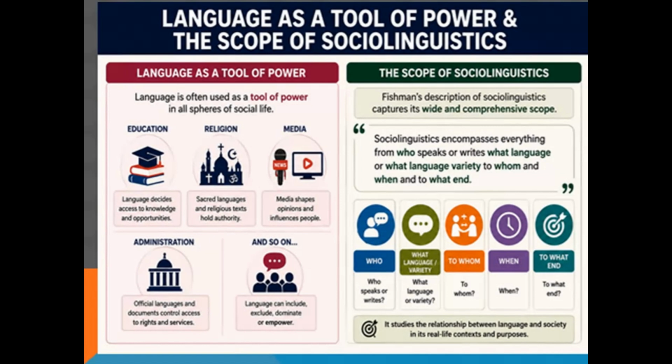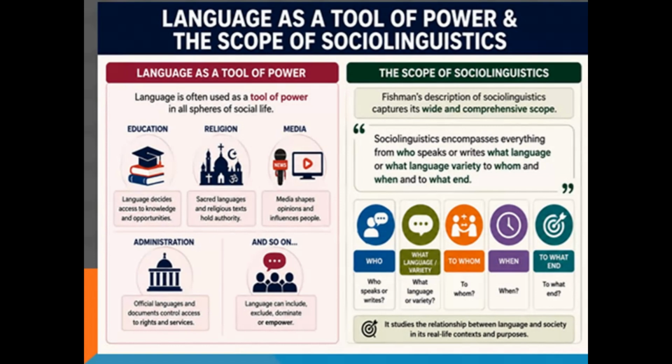Fishman beautifully explained the scope of sociolinguistics by saying that it studies who speaks or writes what language or what variety, to whom, when and for what purpose. This particular sentence also is very important.